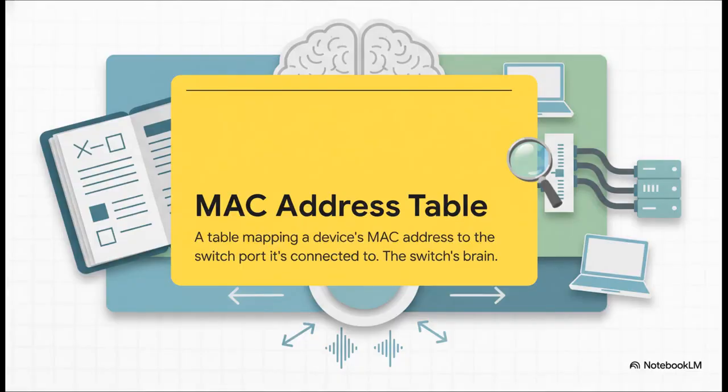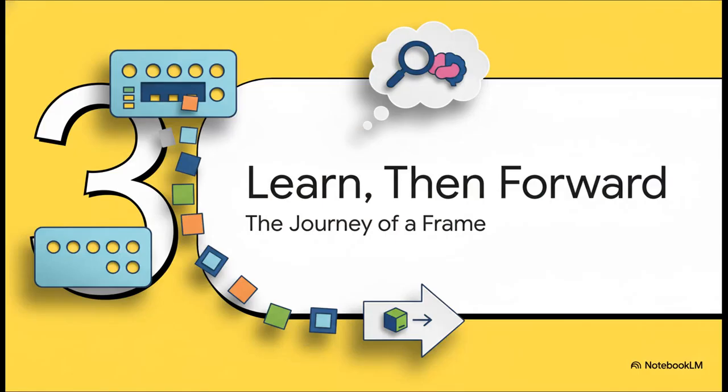And this address book? This is everything. The MAC address table is basically the switch's brain. It's just a simple but super powerful list that connects the unique hardware address of every device to the physical port it's plugged into. This little table is what lets the switch go from shouting at everyone to making quiet, direct deliveries. So, this all comes together in a really elegant process. For every single chunk of data, or frame as it's called, that comes through, the switch follows a simple two-step rule. First, I learn, then I forward.